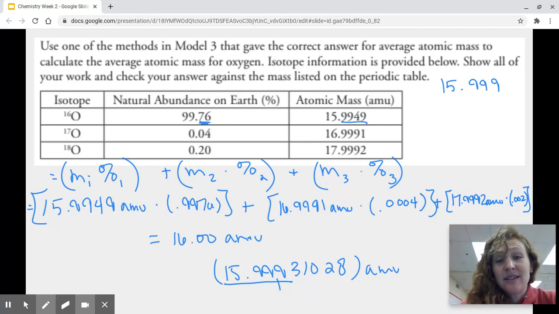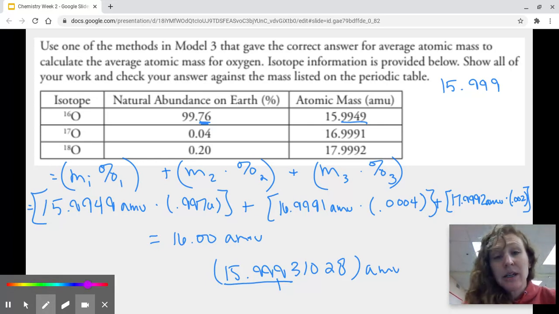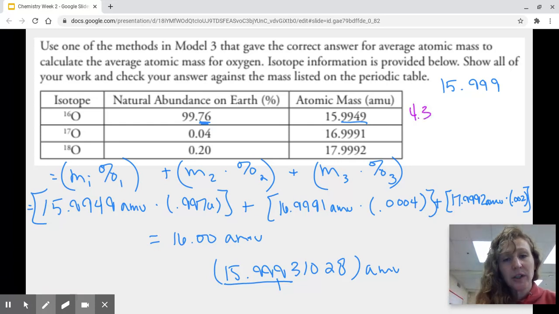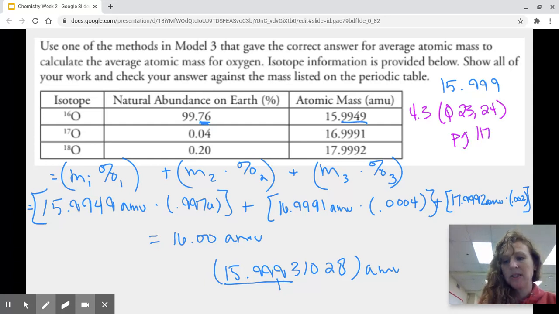Now, this is something that is in your book. I want to make sure you know where it is. It can be a confusing topic. And so, like many things in chemistry, the more ways you see it explained, the more you're going to understand it. So if you want to reread somebody else's explanation, this is in 4.3 in our book. There are practice problems 23 and 24. Those can be found on page 117.